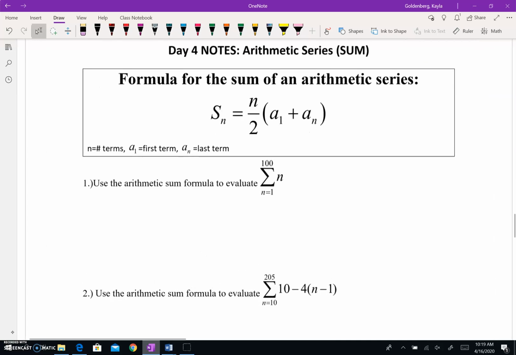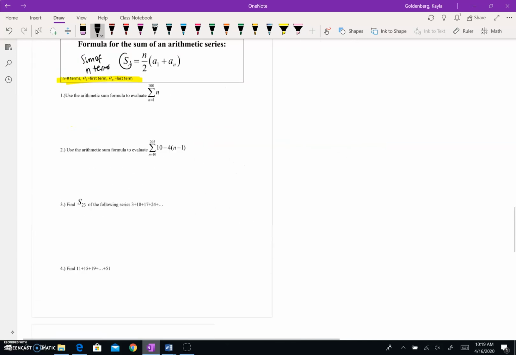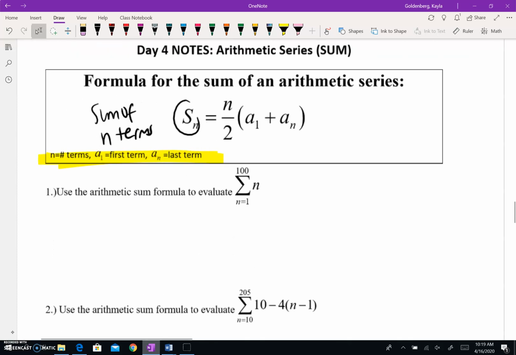So day 4, arithmetic series sum. So here's your beautiful formula, all nice and written out. And it's just the one that we found before. And I wrote out with your formula what each of the parts represent. And just remember that this piece is the sum of n terms, depending on how many terms I ask you to add up. What we've got for the rest of the notes is I think four regular problems and one word problem that I thought was kind of interesting.